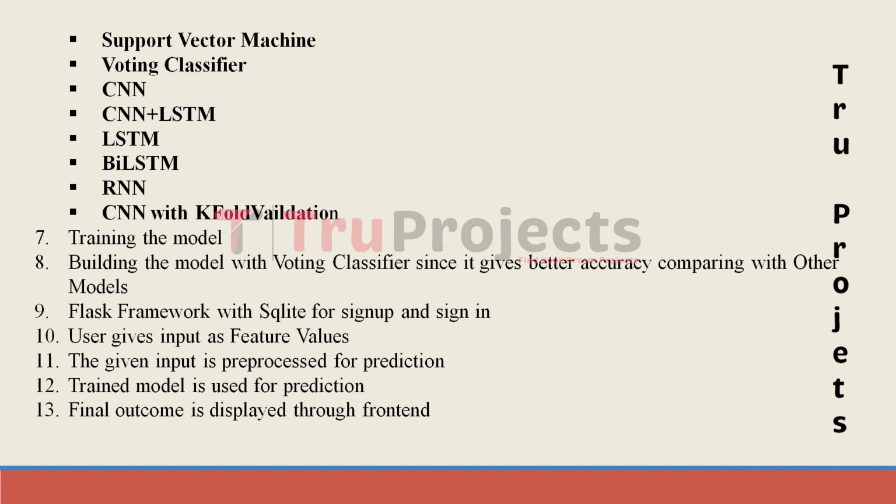And the eighth module is building the model with voting classifier, since it gives better accuracy compared with other models. A voting classifier ensemble model is constructed which combines predictions from multiple base models, random forest, decision tree, etc. This often improves prediction accuracy compared to individual models.